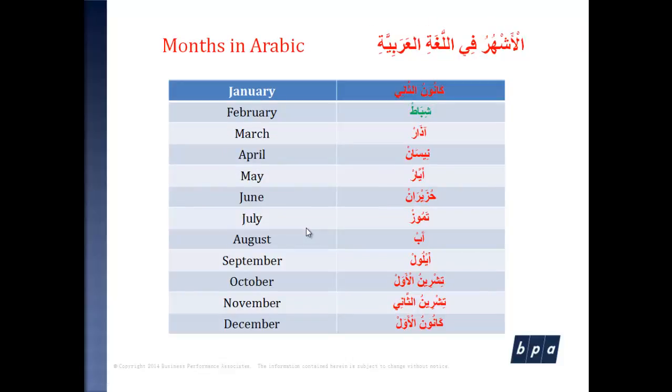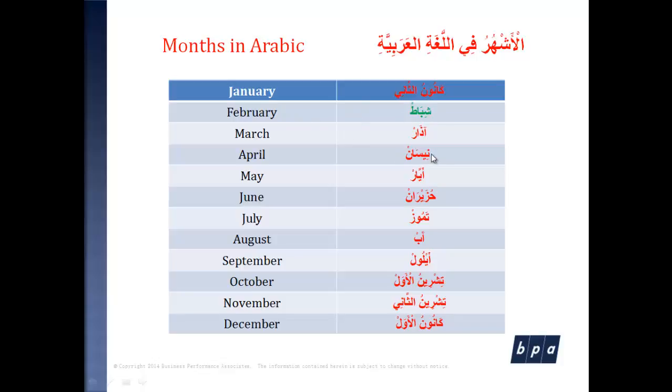Here are the months in Arabic. January is كانون الثاني, the second, basically. There are two sets of months in Arabic that we call the first and the second. There are 2 months called Tishrin, and we call this one the first and this one the second to separate them. The same goes for Kanun. There's Kanun al-Awwal, the first Kanun, and Kanun al-Thani, the second Kanun.